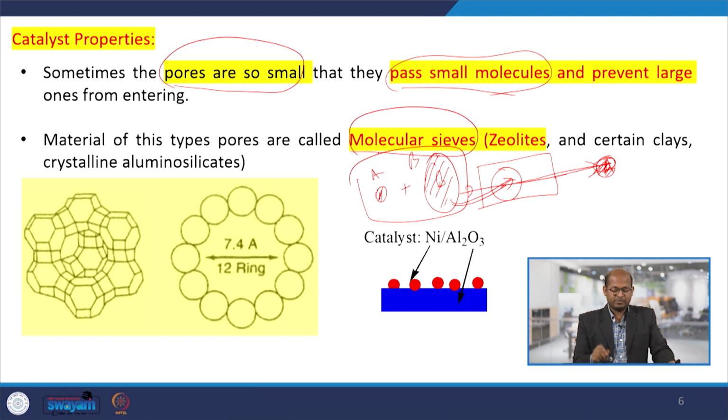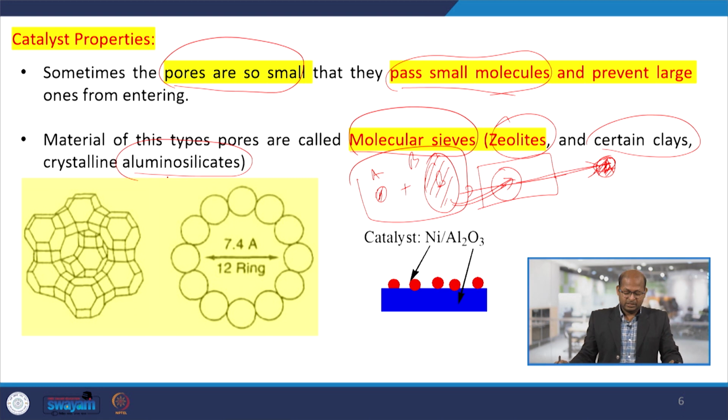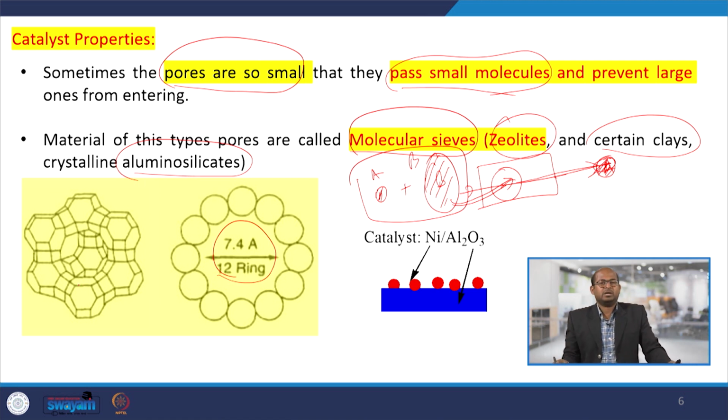These are the porous materials, sometimes called molecular sieves, also zeolites, or certain kinds of clay, aluminosilicate type of compounds you can say. So, here the pore ring is shown, 7.4 angstrom. Depending upon the materials we are synthesizing, the pore structure and pore formation should be different, pore radius and pore dimension should be different.